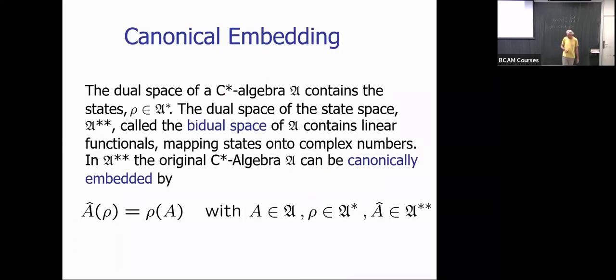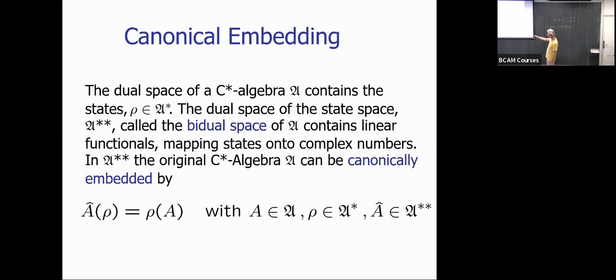Another important thing is that having started with an original C-star algebra and making the construction of a W-star algebra, we can canonically embed the original C-star algebra in the extended W-star algebra. So how does this work? Let us start with the C-star algebra.